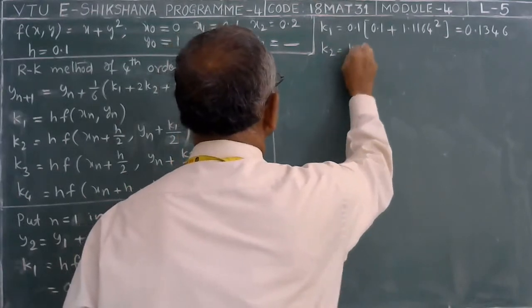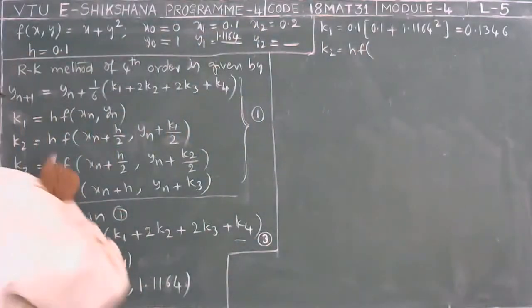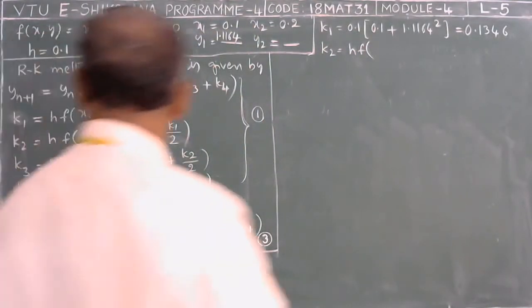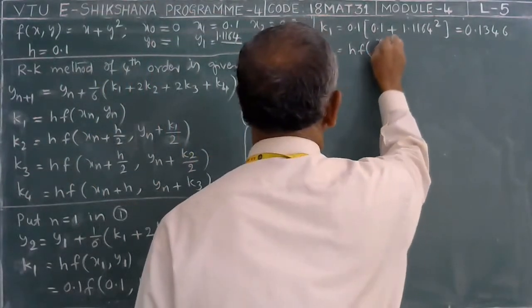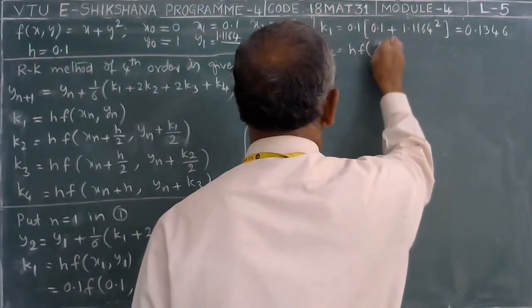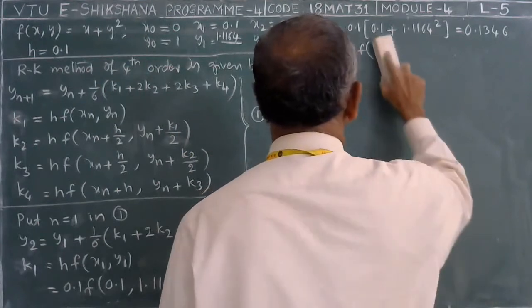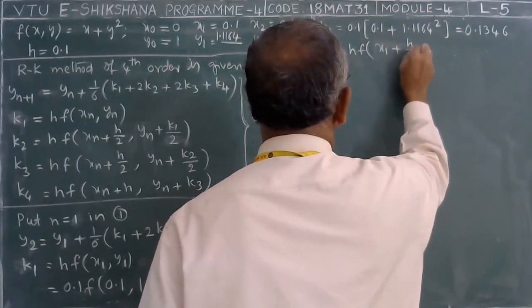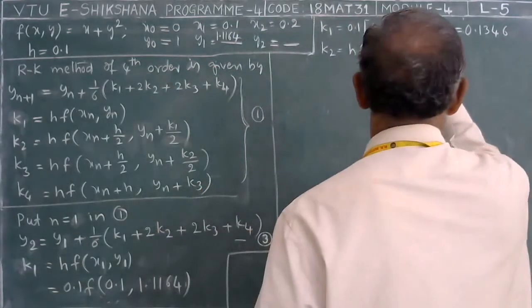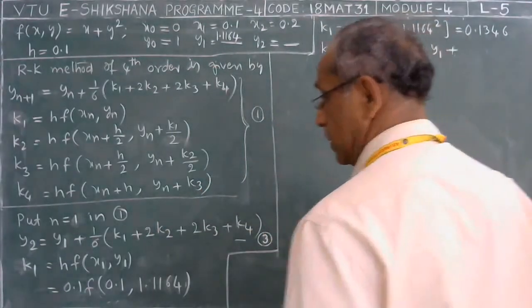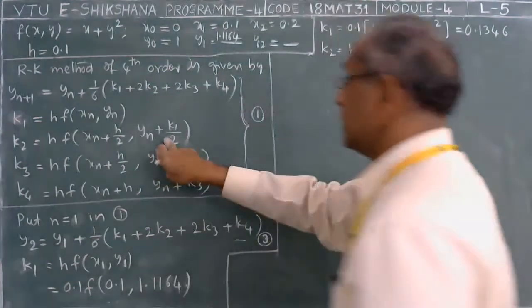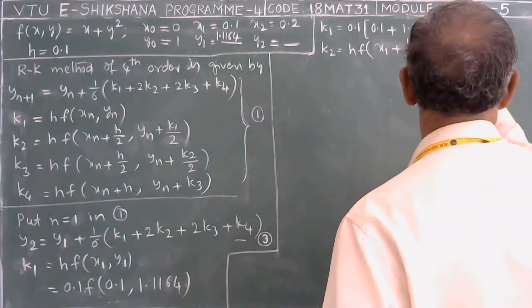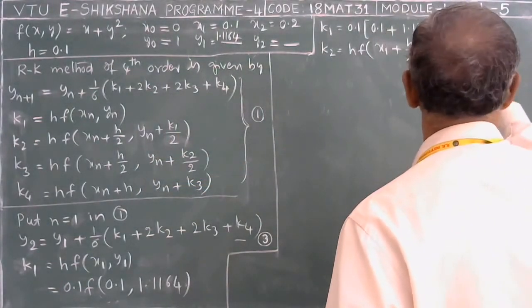K2 is h into f of, when n is equal to 1, x1 plus h by 2, comma, y1 plus k1 divided by 2.